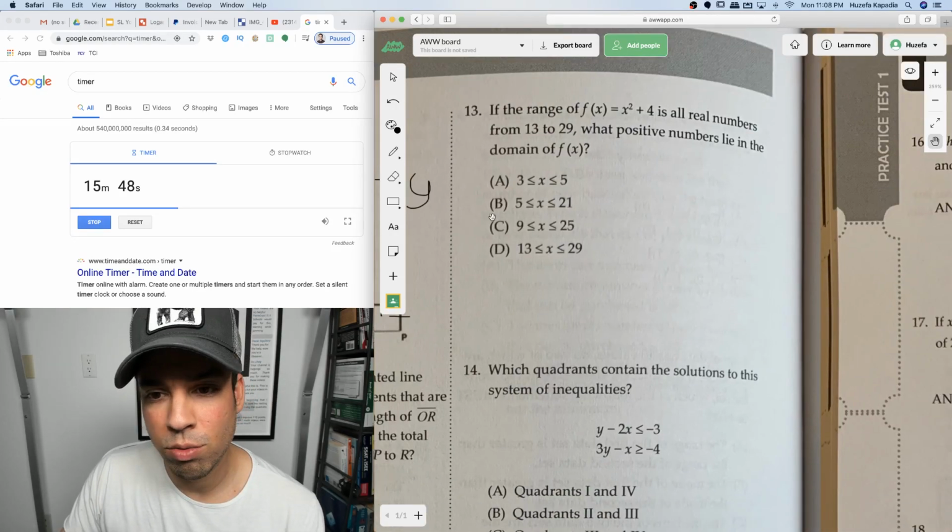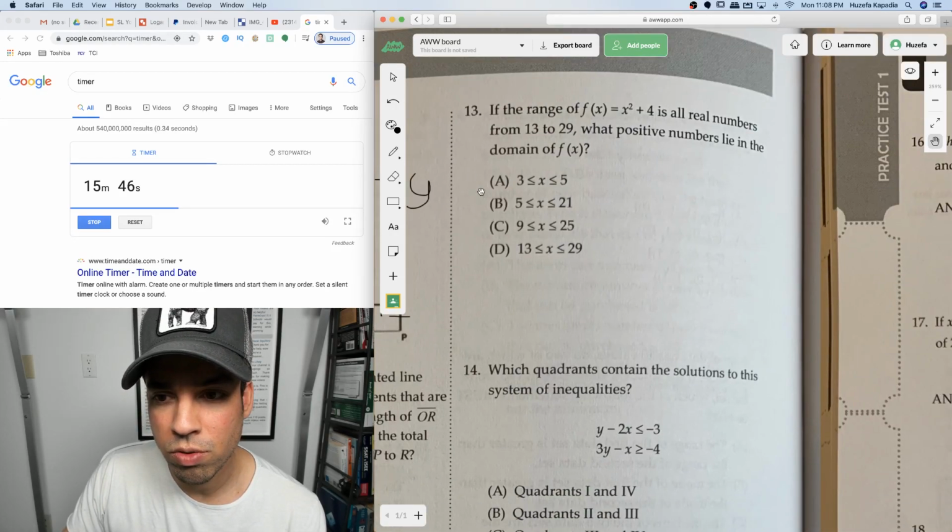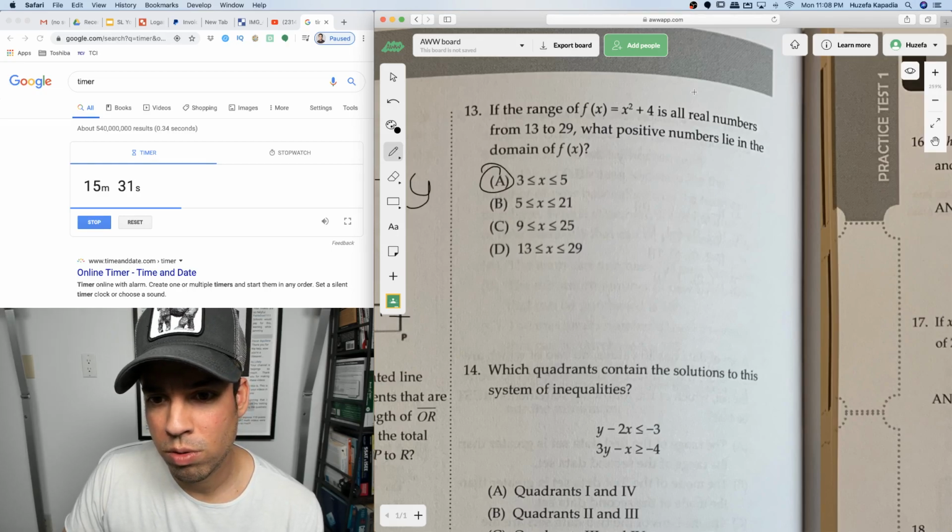13. We got if the range of x squared plus 4 is all real numbers from 13 to 29, what positive numbers lie in the domain? So 13 to 29. So let's see, 3 gives me 13, 5 gives me 29, it's this one. 5 would give me 29, 21 would give me something huge, 19, that's crazy, all right, next.